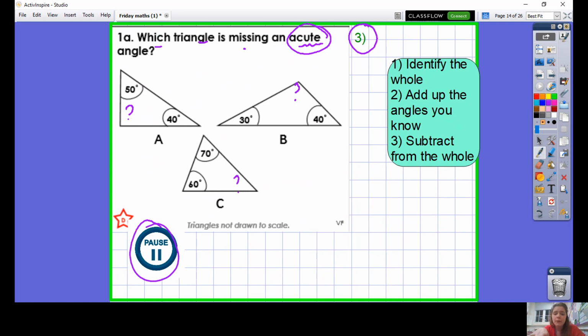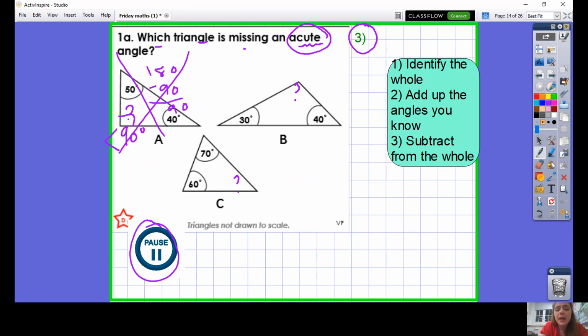Okay, if you haven't yet solved this question by finding those missing angles and deciding whether or not they're missing an acute angle, you need to pause the video now. I'm going to go through how you could have done it, but remember, you have to have a go first. Step 1, what is the missing angle in each of these? Right, 50 add 40 is equal to 90 degrees. 180 subtract 90 is equal to 90 degrees. This is missing 90 degrees. Is 90 degrees an acute angle? What do you think? Well done if you said no. An acute angle is less than 90 degrees. 90 degrees is equal to 90 degrees, and so it's not acute.